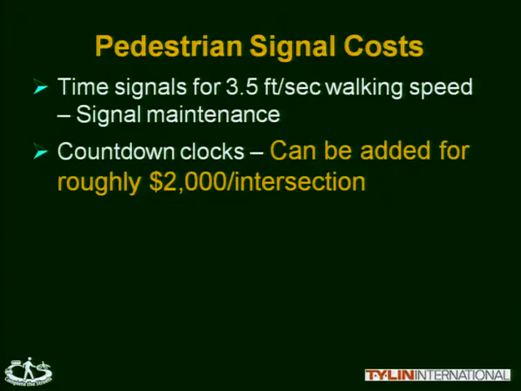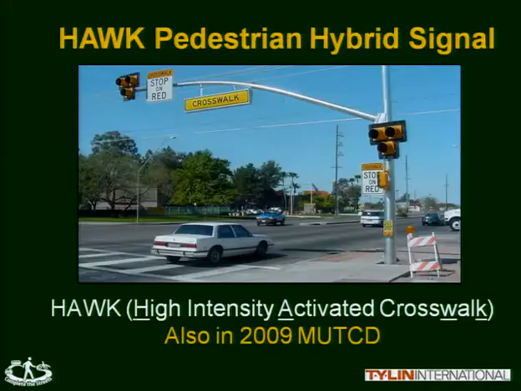What's it cost? You can put in countdown clocks for $2,000 for an intersection. Don't change anything. Leave the walk signal. All you do is take the countdown timer and tack it up next to your walk signal and tie it in. It's working. If you want to replace the heads, then you're talking maybe $15,000. You still don't have to rewire the intersection. You're using your same timer. All you're doing is putting in something that displays it differently.